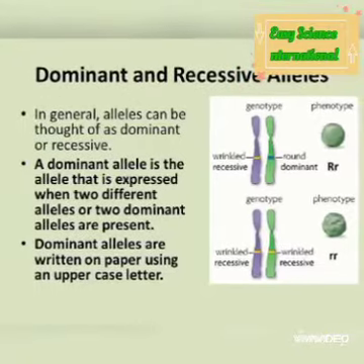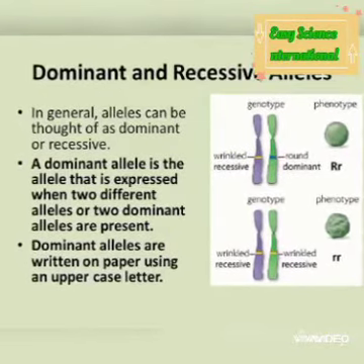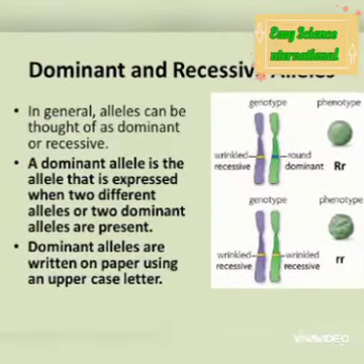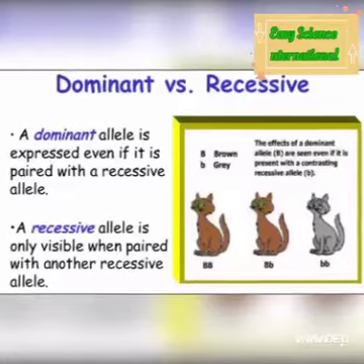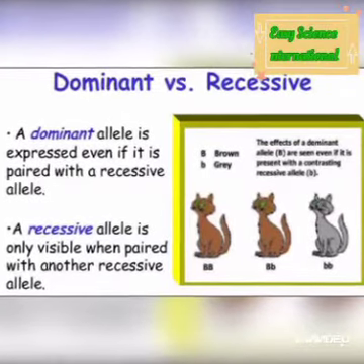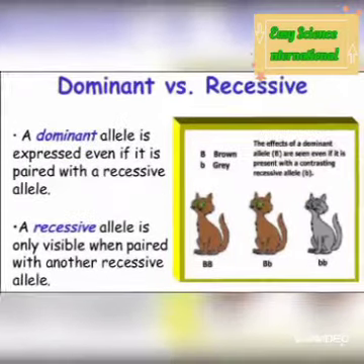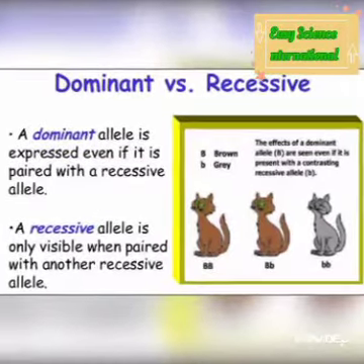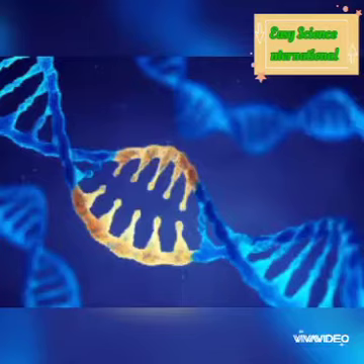Dominant and recessive alleles. A dominant allele is an allele that suppresses another allele in heterozygous condition. It is represented with a capital letter. Recessive allele. This is an allele which only expresses its phenotype in homozygous condition. That is, in absence of a dominant allele. It is represented by a small letter.